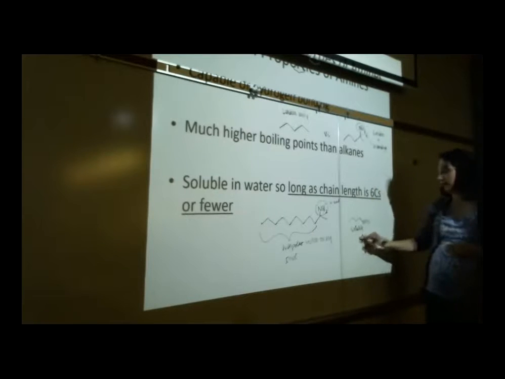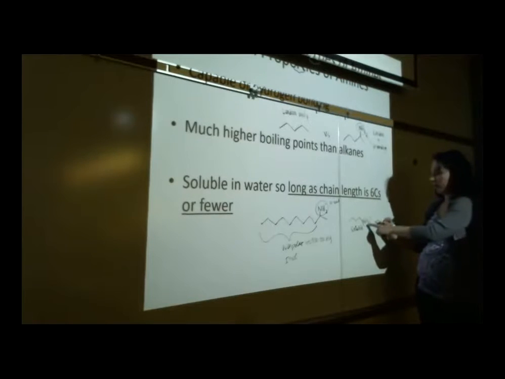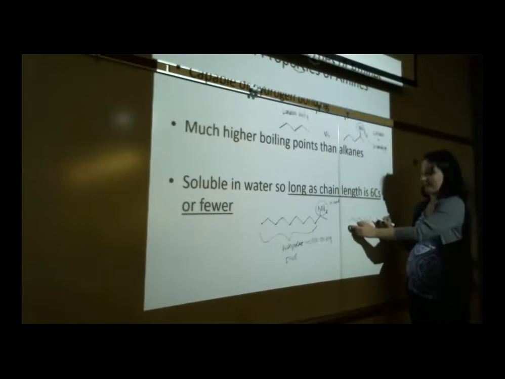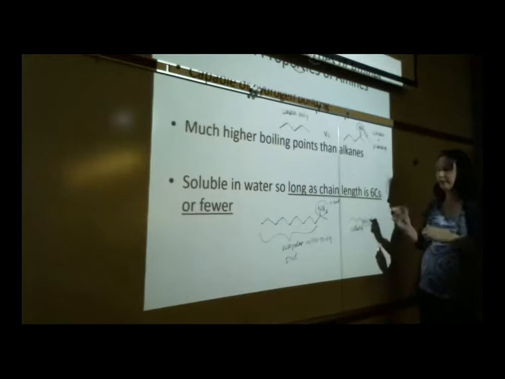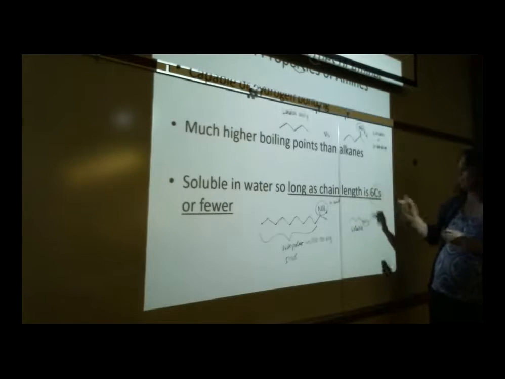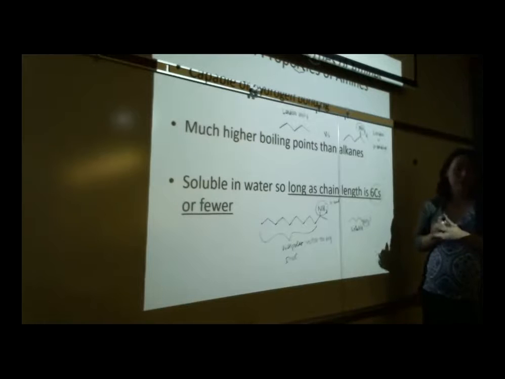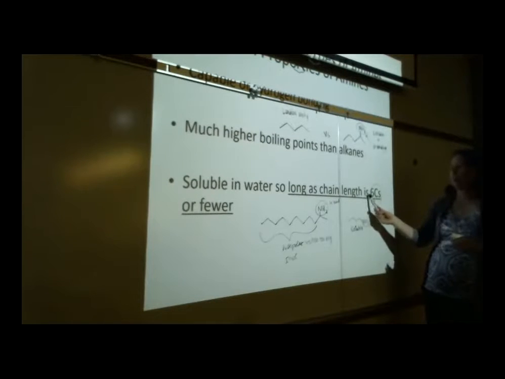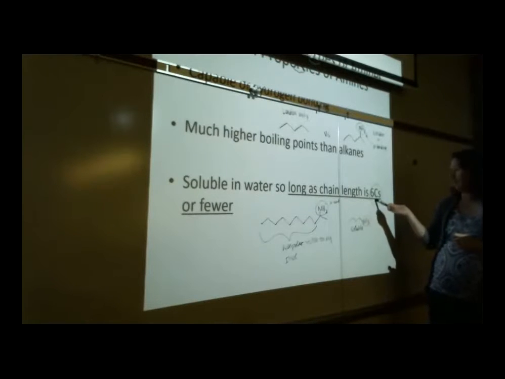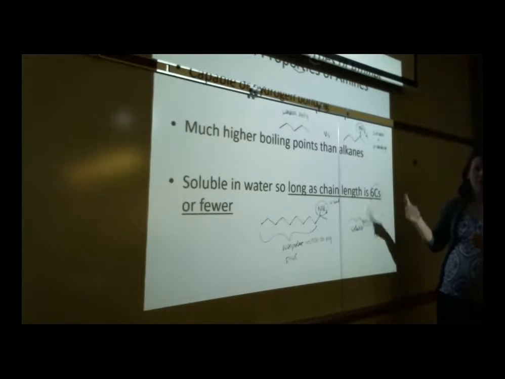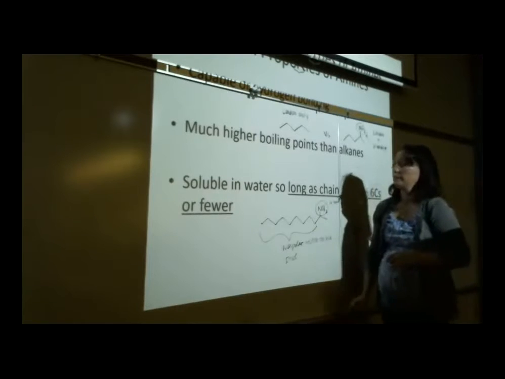Okay, do you see why? Because the hydrogen bonding can offset the short little piece. Okay, so this is the same rule we're going to follow with alcohols. When we talk about alcohols next week, alcohols are going to be soluble in water as well for the same reason, as long as the chain is 6 or fewer. Once you get above 6, 7, 8, 9, 10, the solubility just drops out. Okay.